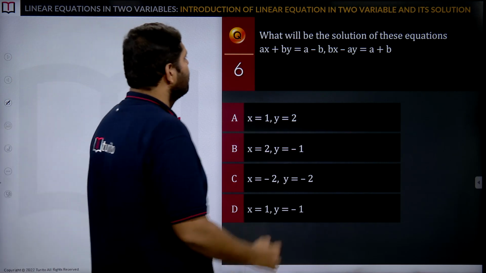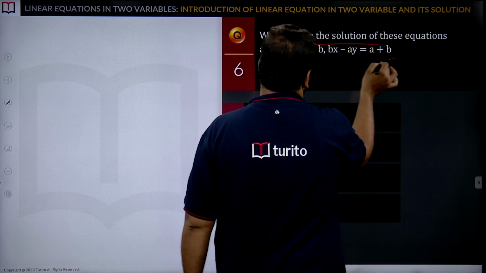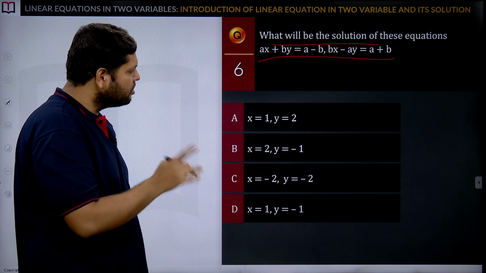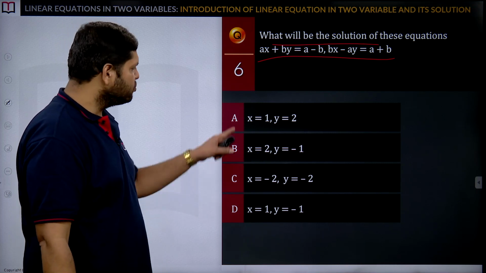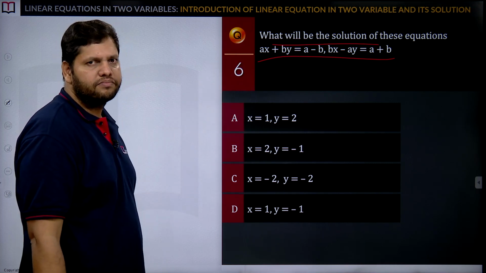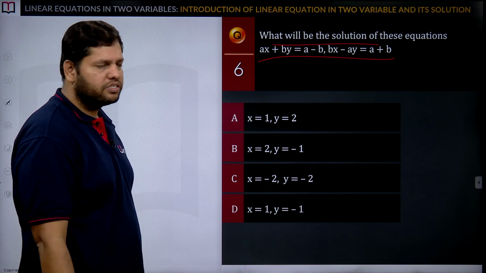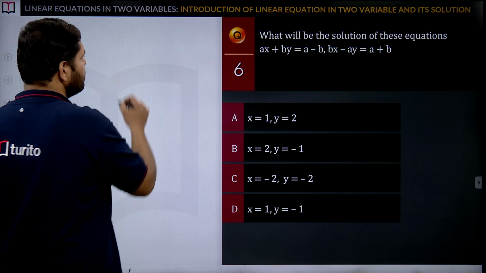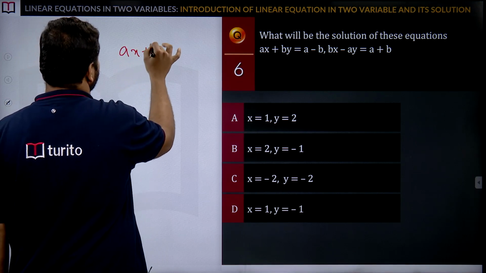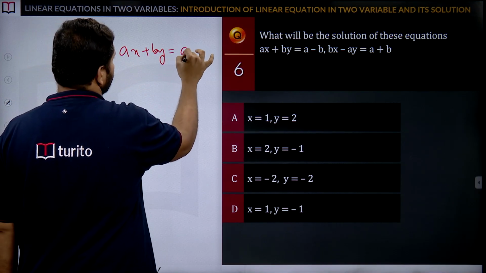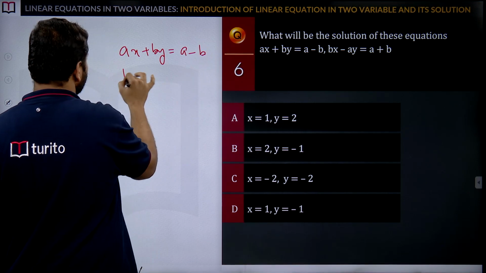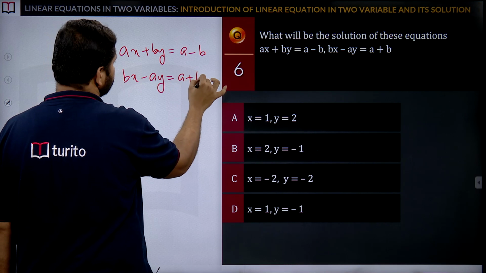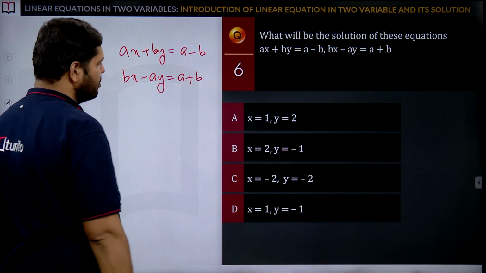Next one. What will be the solution of this equation? Same thing, children, go for the answer to the question. Substitute the options and verify whether you are getting LHS equal to RHS or not. See here, the first equation is ax plus by equal to a minus b. And the second one, bx minus ay is equal to a plus b.